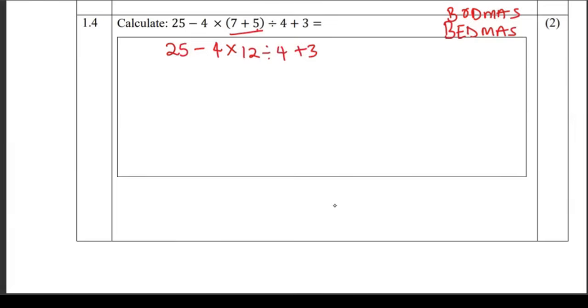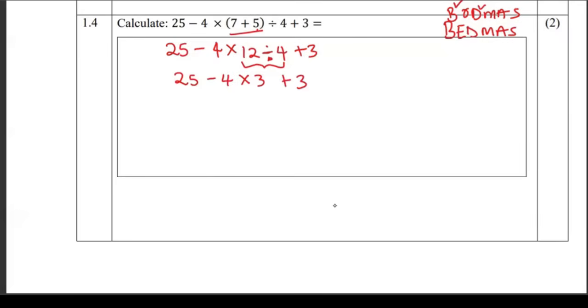Then, since the brackets are sorted, I need to go to the division part. Division is having 12 and 4. When I say division, I look at the division sign and the numbers bordering it. So it's going to be 25 minus 4 times 12 divided by 4, which is a 3. And then I'm adding the 3.